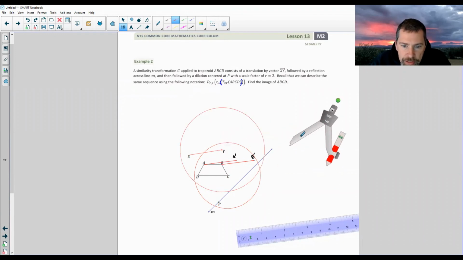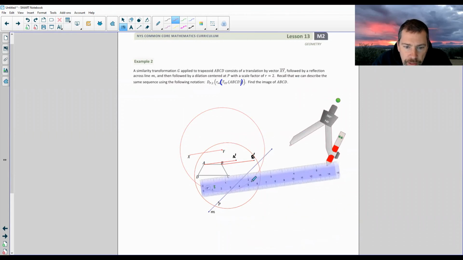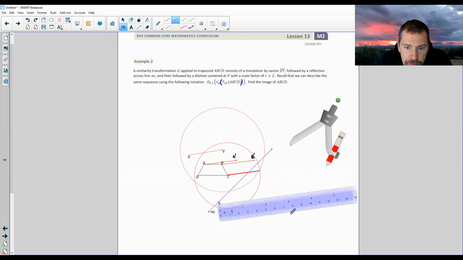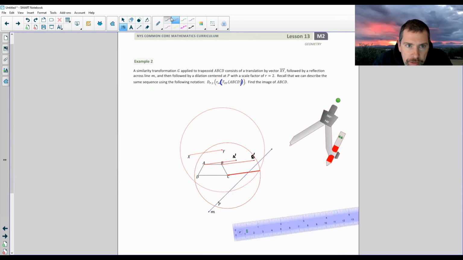Where it intersects is where the ray will go to put C prime. So as you can see, C prime is going to be right there. So then I'll put a dot here. It's off by a little, but you get the idea. And that will be C prime.